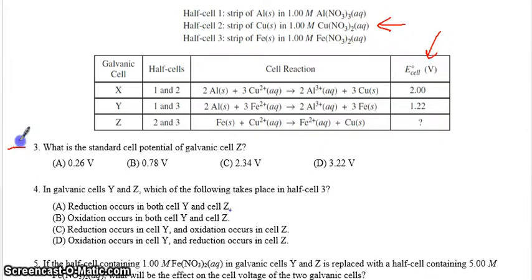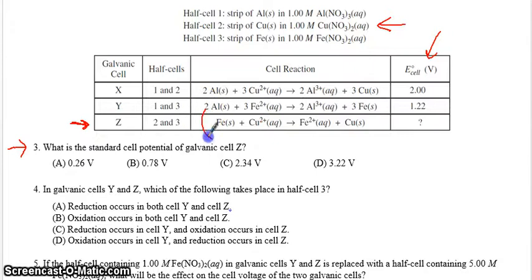And 3 asks, what is the standard cell potential of galvanic cell Z? Now, this cell, the last one, can be obtained by rearranging the first 2 cells. This is allowed, just like Hess's law allowed us to do. What you could do is move aluminum from the left side to the right side, and it'll cancel out. You'll be left with copper 2+ and iron 2+ on the right. So let's go ahead and do that.